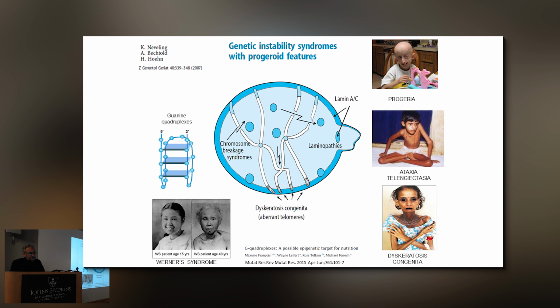We know it's important because loss of genome integrity is central to many of the aging acceleration conditions due to genetic defects in either the structure of the nucleus or in the repair process. And these are just some of the most striking examples, such as progeria, where there is a defect in the lamin proteins. The lamin proteins are very important.